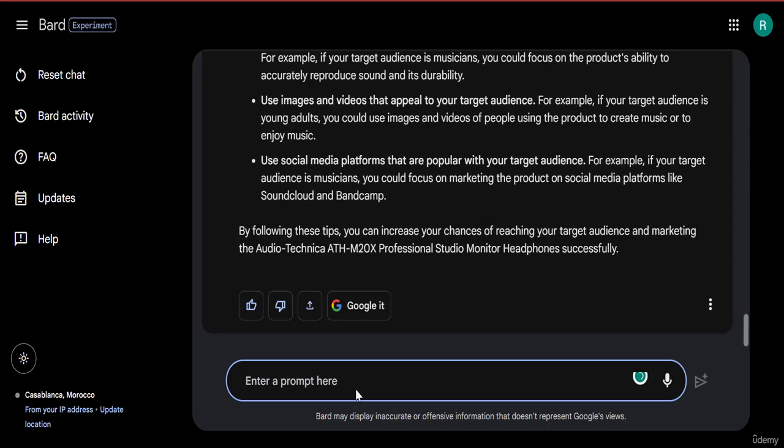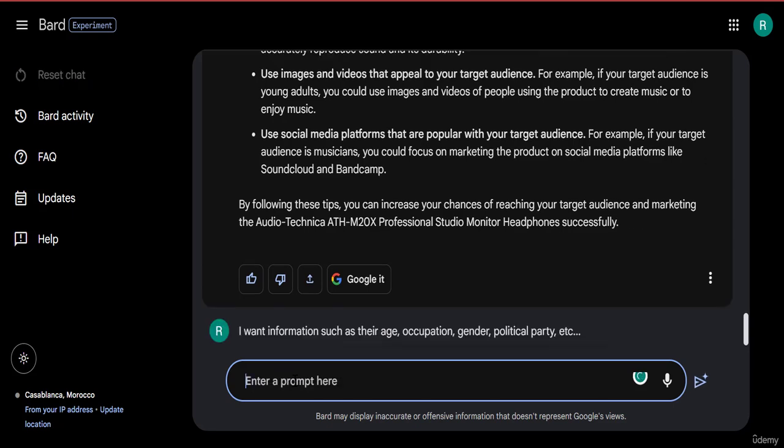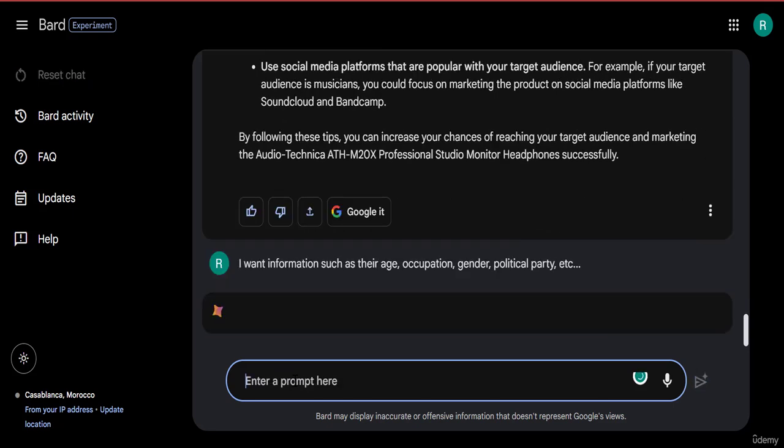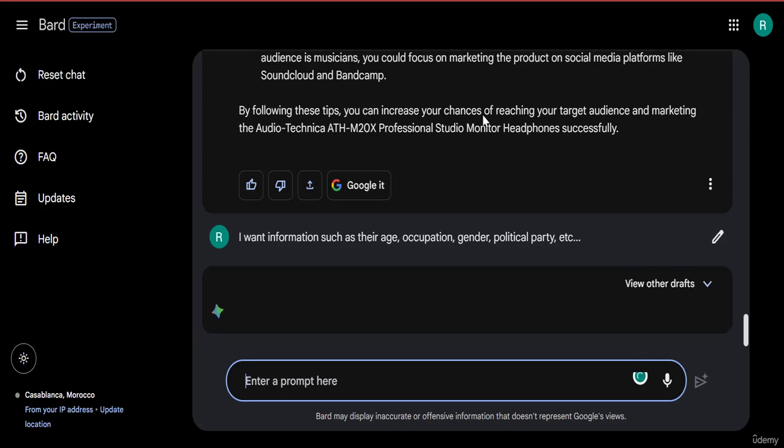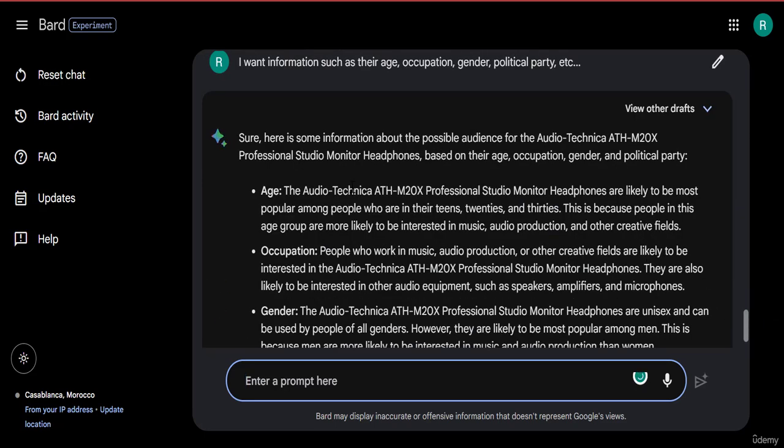So it's basically telling us details, except I'm going to ask it, I want information such as their age, occupation, gender, political party, etc. So I just want a wide variety of information, because the more information you can get about your target audience, the better. All right. So here, sure. So it's telling us that the age is likely to be people in their teens and 30s, right? So that's pretty good, okay?